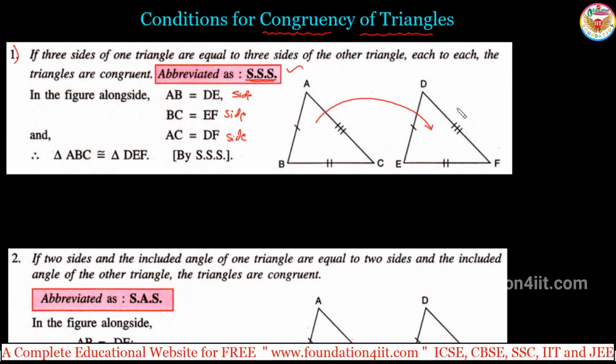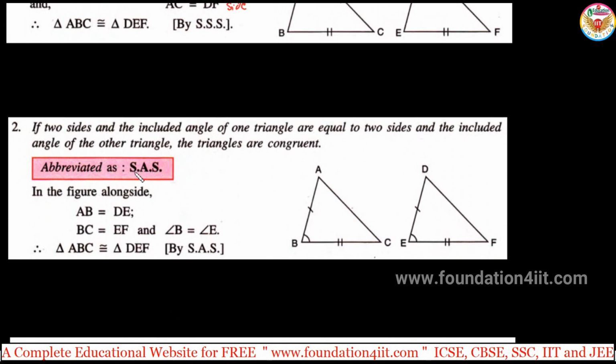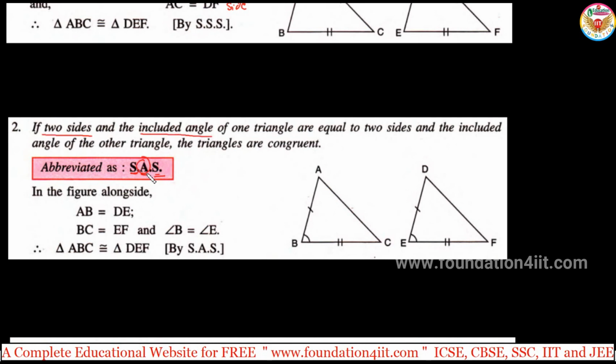Now the second one, the SAS property. Side, angle, side. That means one side, one angle and one side should be matched with each other. See the statement: if two sides and one included angle, because the angle is in the middle of this SAS, of one triangle are equal to two sides and the included angle of the other triangle, then the triangles are congruent.